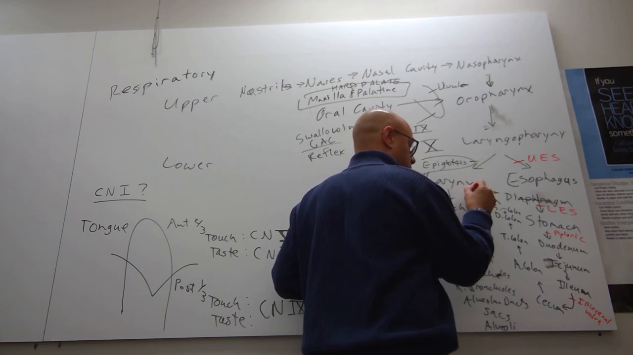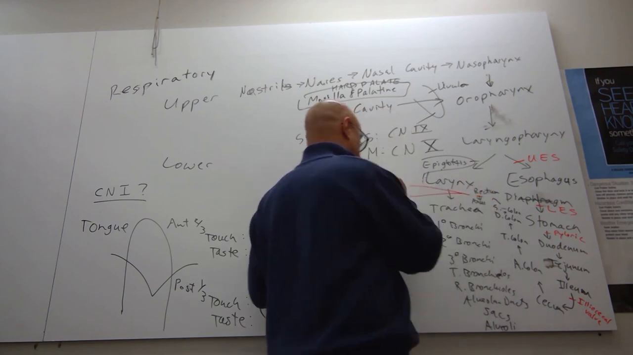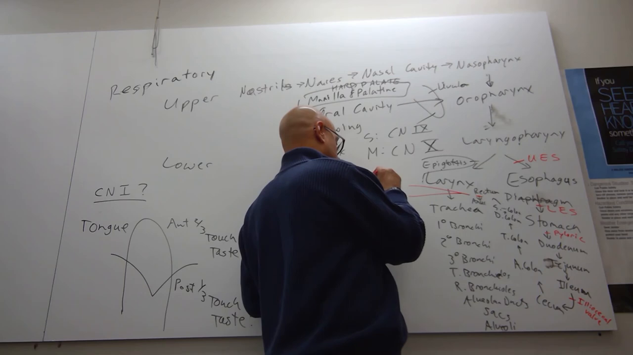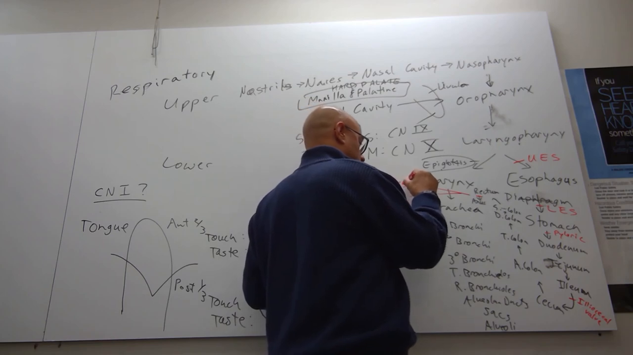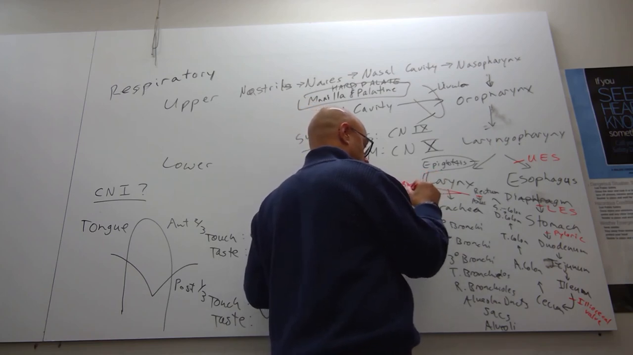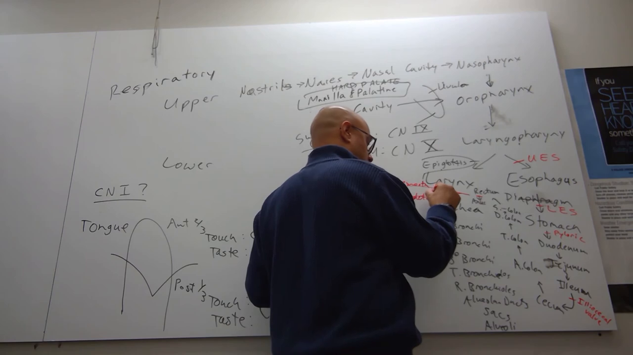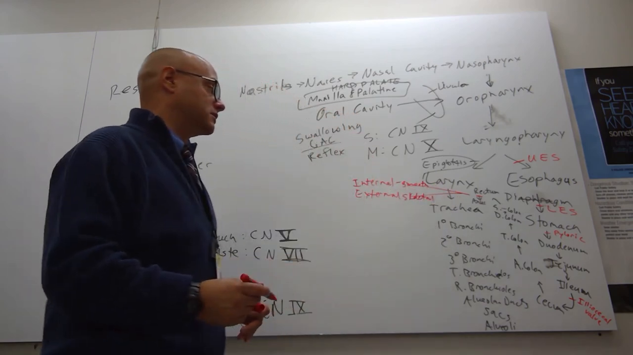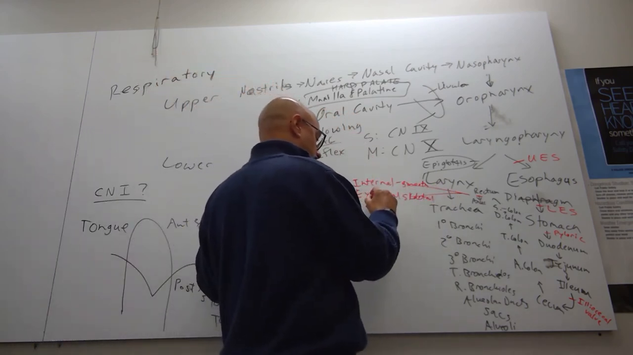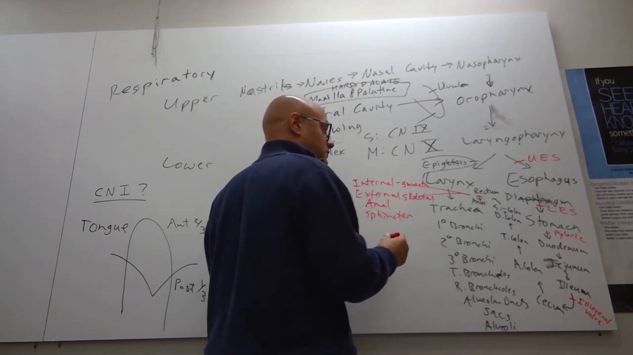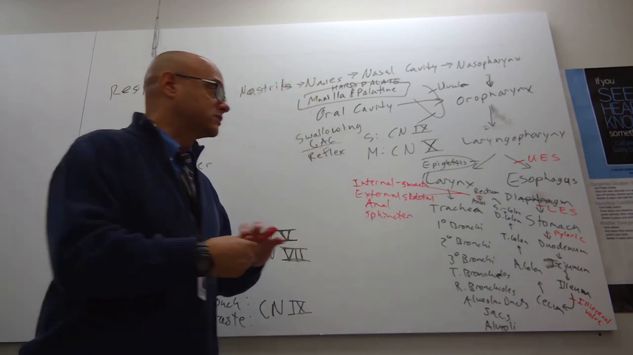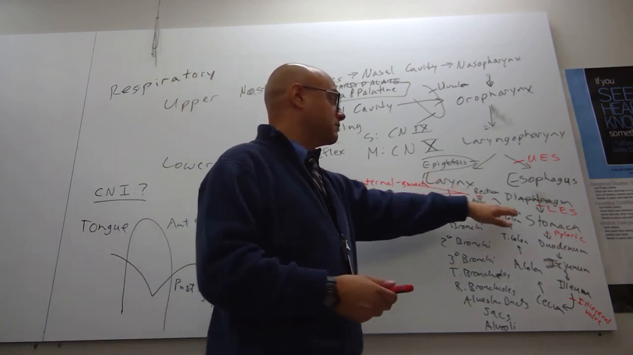Right here there are two sphincters, an internal and an external. Smooth and skeletal. Internal, external. Those are anal sphincters.